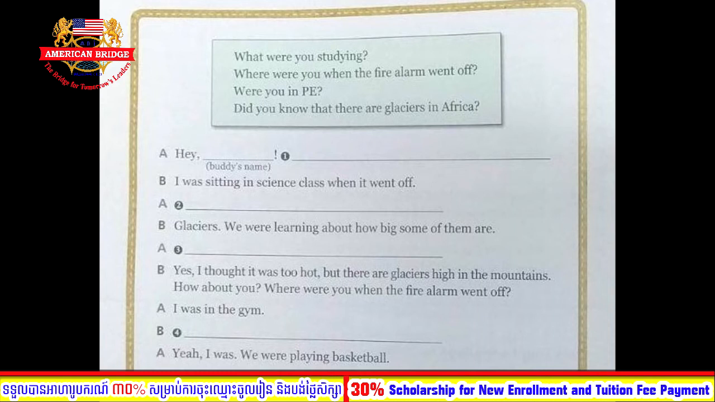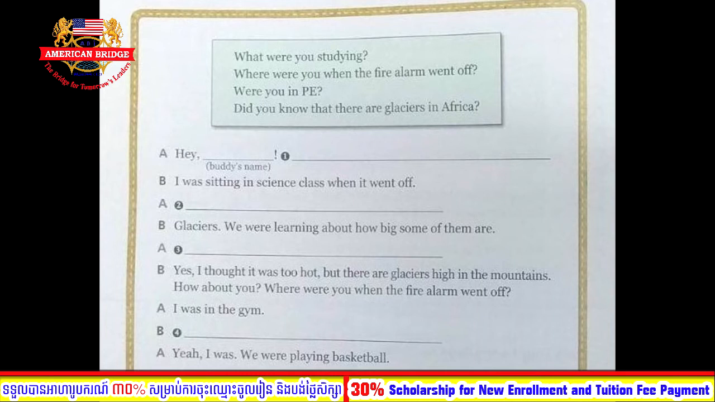role play. Work with the buddy to put the missing information in the correct places. Then role play the conversation with your buddy. I'm not going to do this; we're just going to read it together, and this will be part of your homework or your classwork later, okay? A: Hey. You can make up a buddy's name, your friend's name. Then you need to complete the exercise. B: Hey. I was sitting in science class when it went off. A, you need to complete it. B: Glaciers, you were learning about how big some of them are.